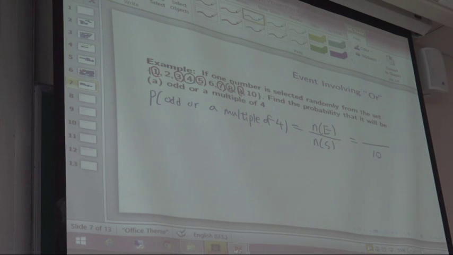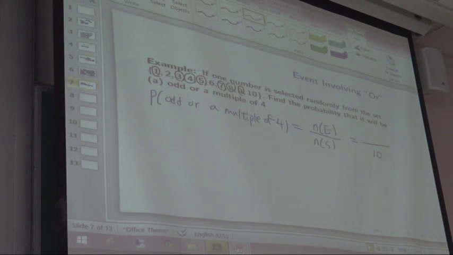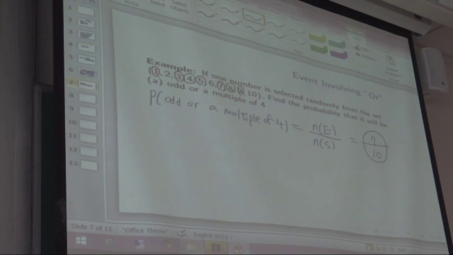And then the number of elements in the event E, so we count the circled ones: 1, 3, 4, 5, 7, 8, 9. How many? 7 of them. 7 over 10. This is the probability. On your exam, if you just write down the 7 over 10, that's fine. But let's go into the detail.